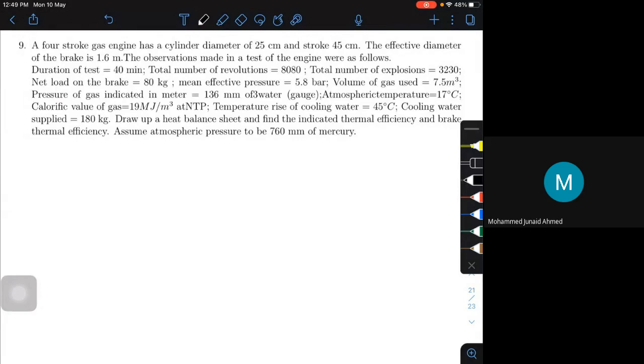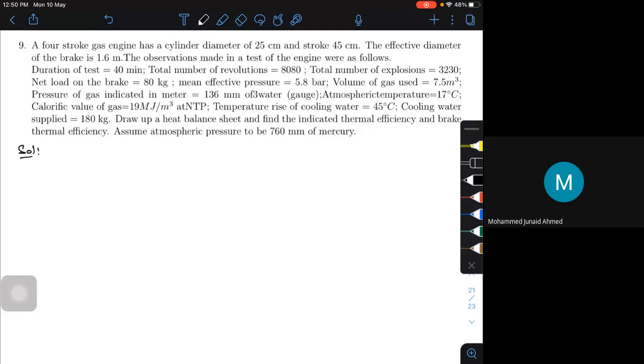We have to find the indicated thermal efficiency, brake thermal efficiency, and the heat balance sheet. These three things we are supposed to do. We'll do that one by one. First, we'll try to write the data that is given.